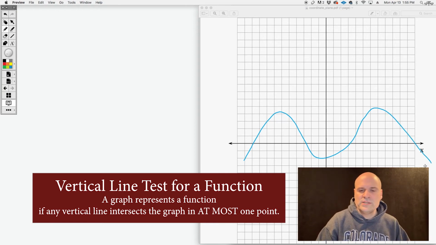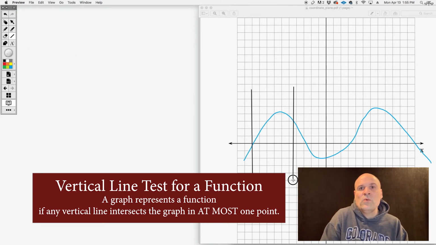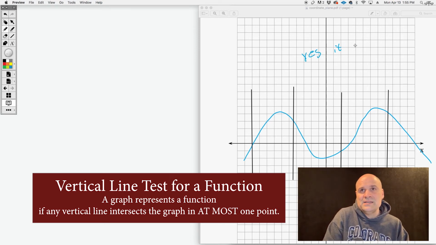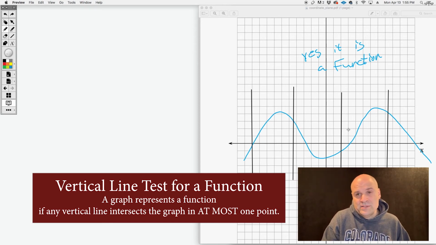Let's try some other examples so you can see what I mean. Okay, that's my function. Now, I can try to draw a vertical line anywhere on this, and it's not going to touch more than 1 point on that graph. So this is a function. Yes, it is a function because it passes the vertical line test. There's only one y value that every x goes to. So we're good.